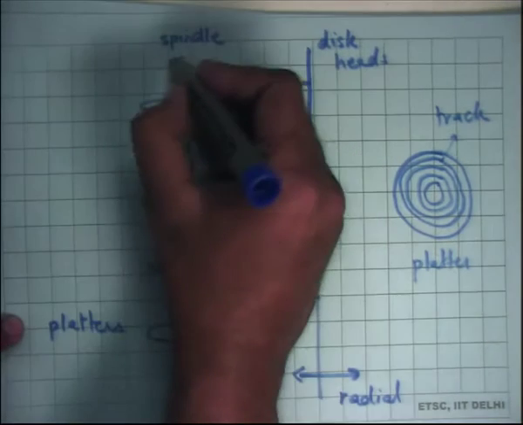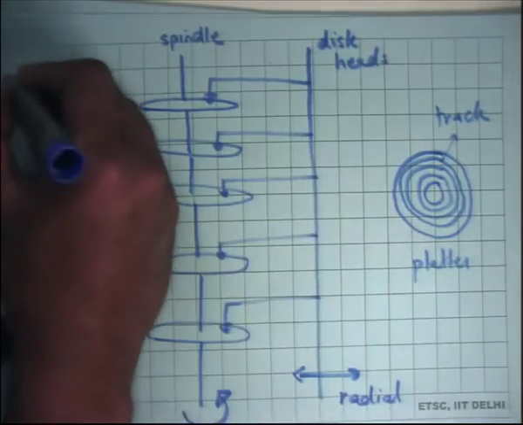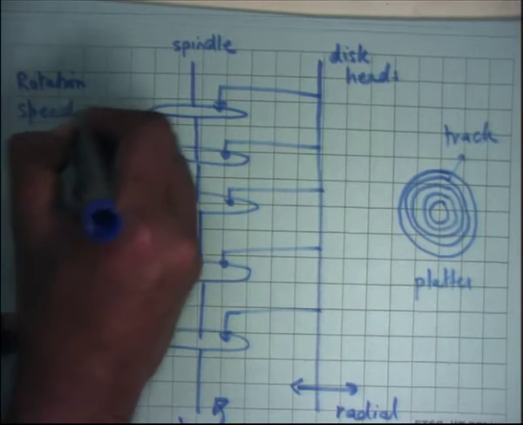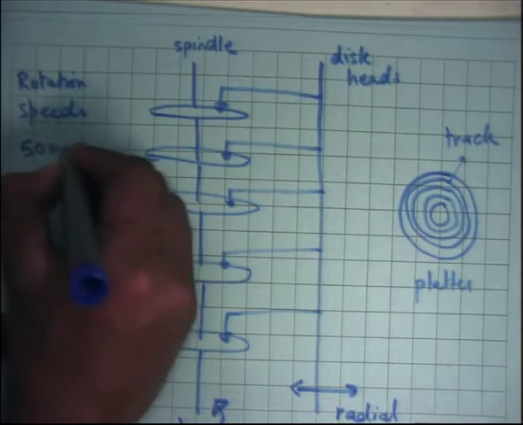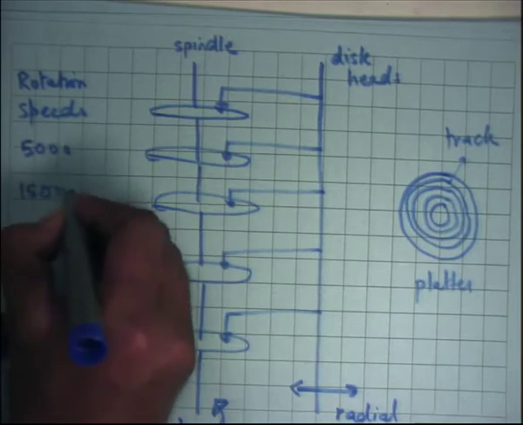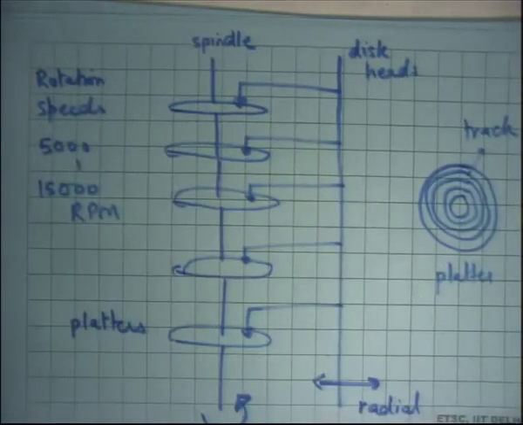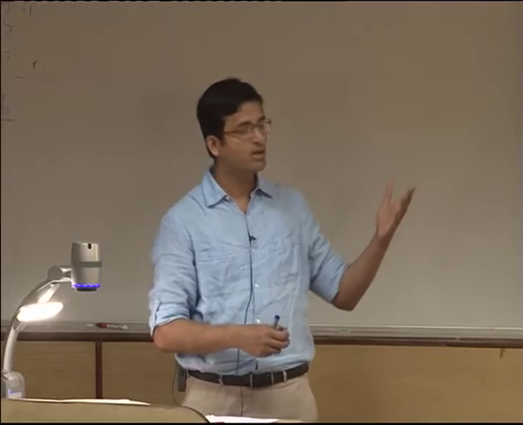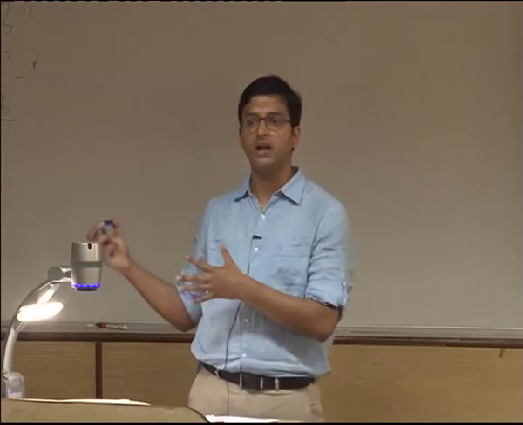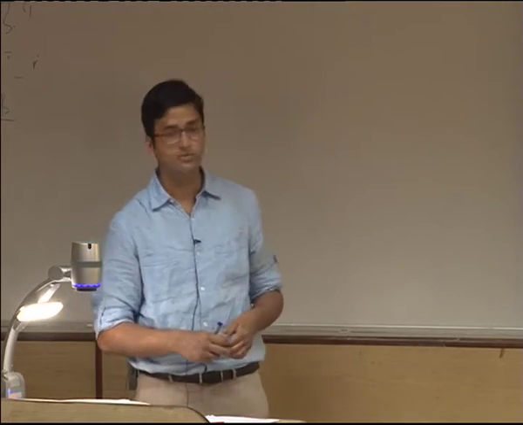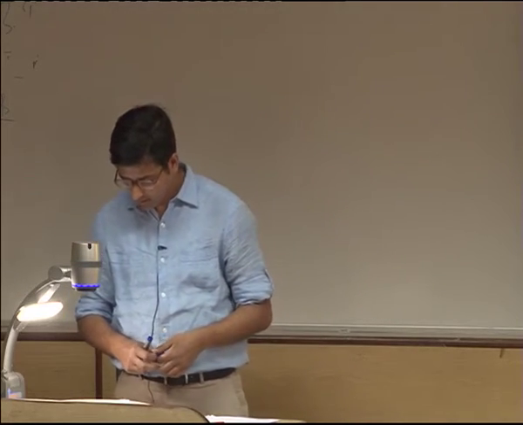Typical rotation speeds of a disk are 5,000 to 15,000 RPM, revolutions per minute. If you have a laptop, some kind of a mobile hard disk, then it will be slower. It will do 5,000 RPM. If it's an enterprise grade hard drive, then it will be faster. So the typical range is between 5,000 to 15,000 RPM.